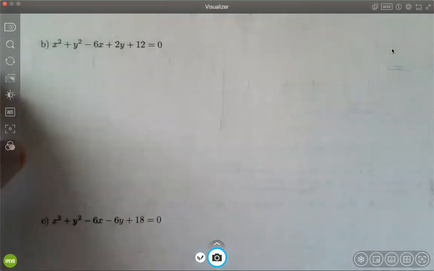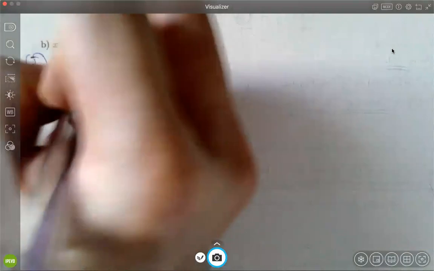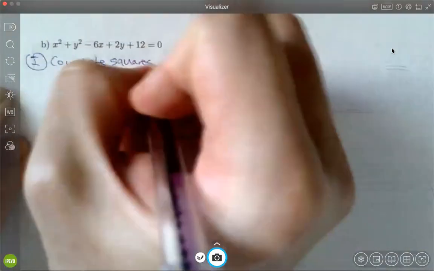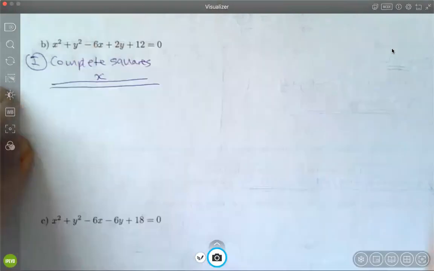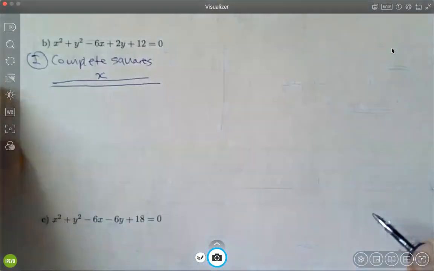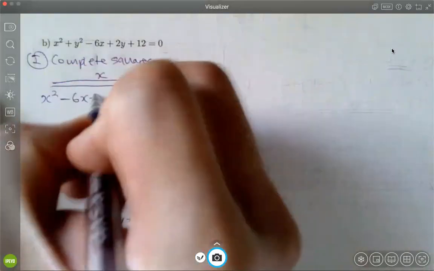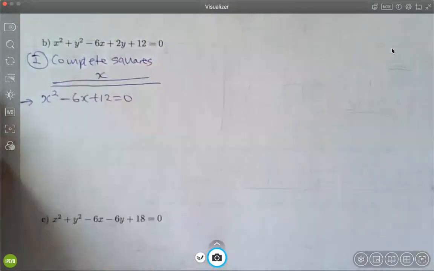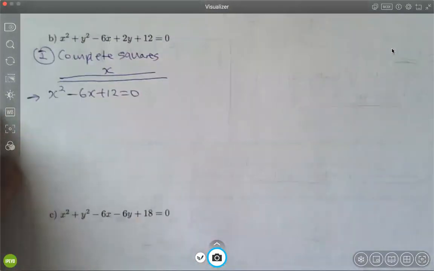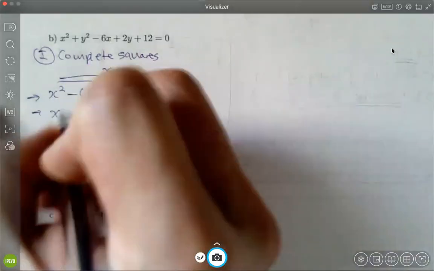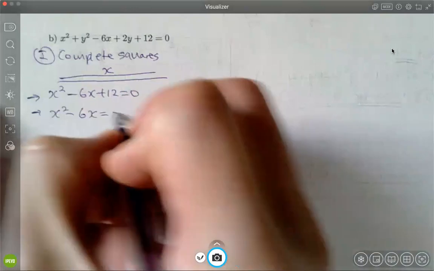Okay, so what do we first do? Complete squares for x. Okay, so what does that mean? We focus on the x's, x squared minus 6x plus 12 equals 0. Okay, that's what we focus on. And now, do we need to move the 12 to the right-hand side or no? Yes, we should, right? Because we don't want to make one side equal 0. So x squared minus 6x is equal to -12.